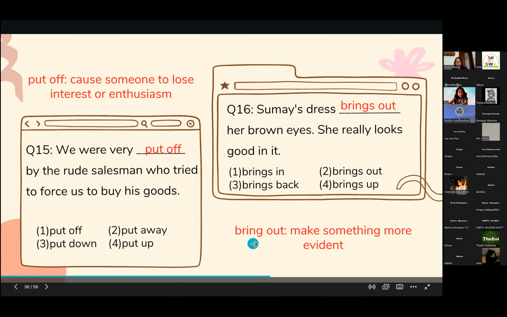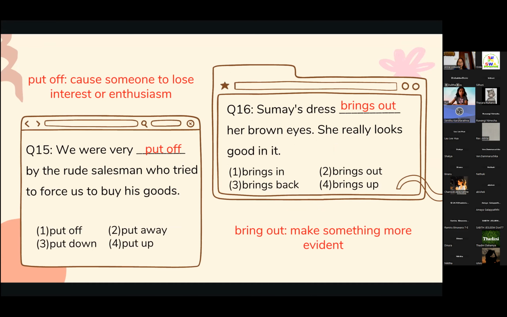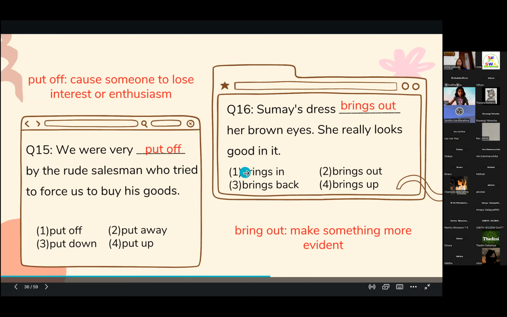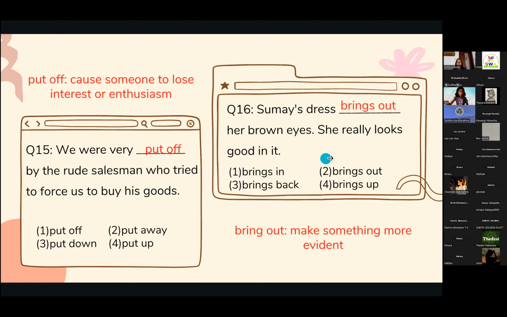So brings out here means to make something more evident. It could mean that maybe Sumai's dress matches the color of her brown eyes. That's why it brings it out. Or it could be a color that makes brown stand out. So that's the meaning of bring out. I'm not sure if you heard this phrase before, but a lot of people always use it to compliment someone. They say, oh, this dress really brings out your eyes.